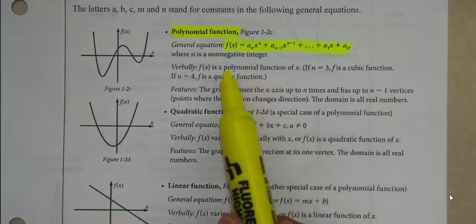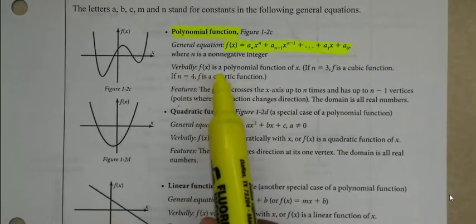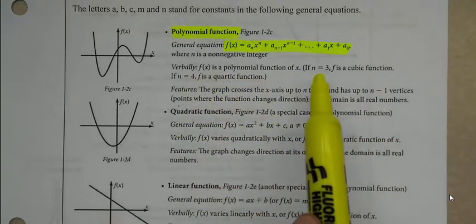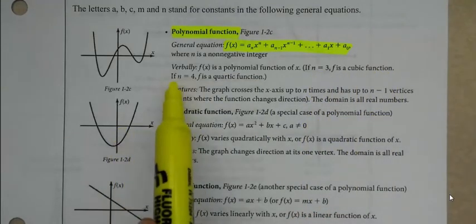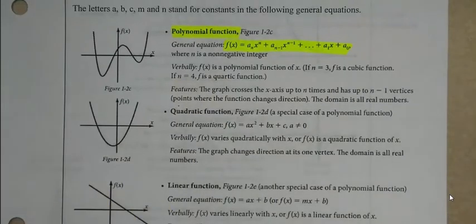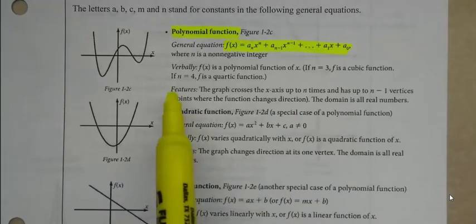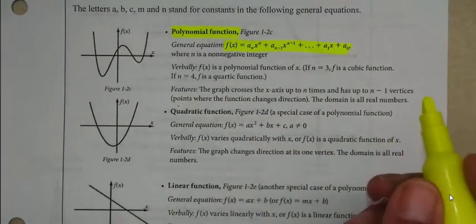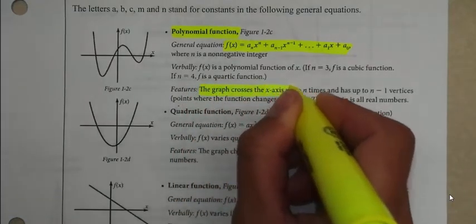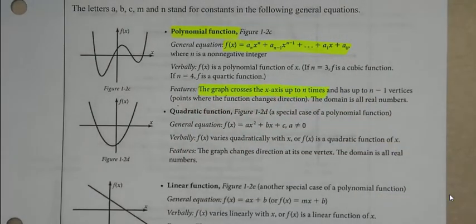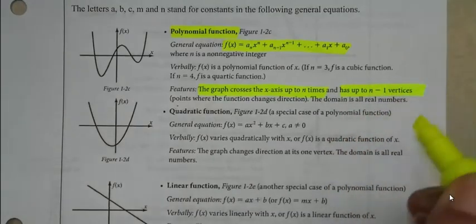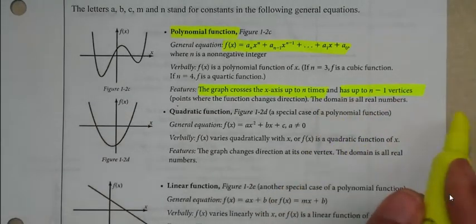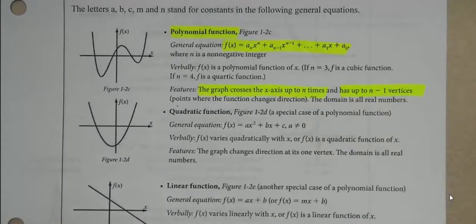Okay, and it says here verbally, f of x is a polynomial function of x. So for example, and I already went over this, if n equals 3, then we've got a cubic. If n equals 4, then we've got a quartic. It could be n equals 5, and so on. This is important, the features. So the graph crosses the x-axis up to n times. We went over that last year. And it has up to n minus 1 vertices. Okay? The domain is going to be all real numbers. So those are a couple of important things.